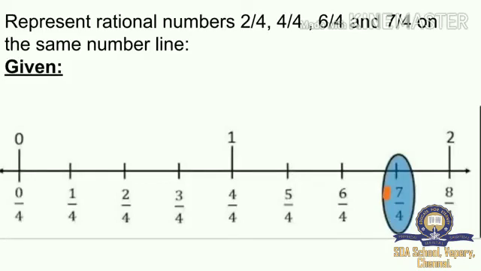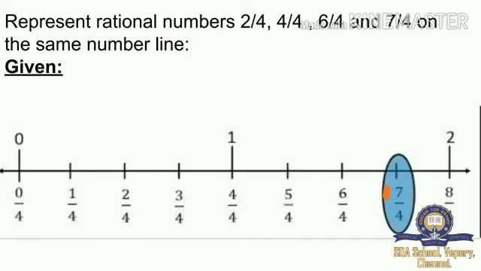And 4 by 4 is the value for 1. If we divide 4 by 4, the value is 1, right? This is the point, okay? 4 by 4, we name this as B. And then 5 by 4, 6 by 4. The third value, 6 by 4, we name as C. And 7 by 4, we name this as point D. These numbers lie on the same number line.